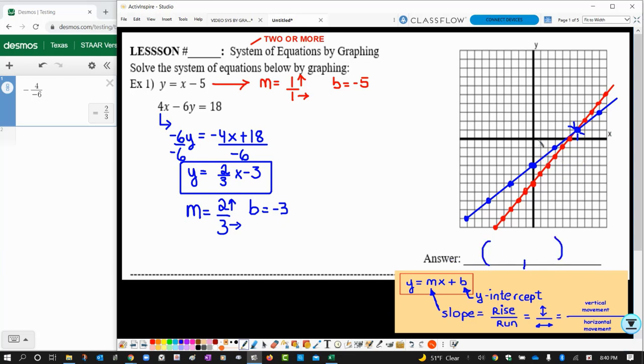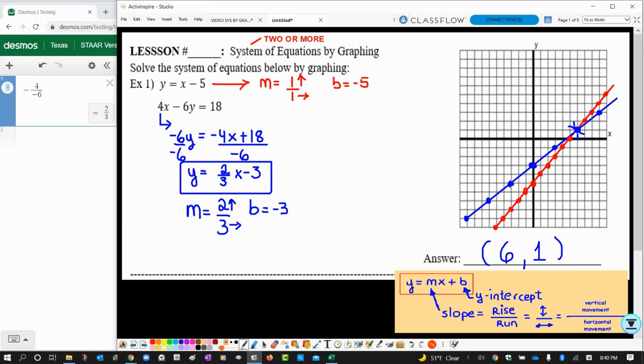So what is that point? Let's see. 1, 2, 3, 4, 5, 6. And then we'll go up 1 to get to that point. So the answer to this system of equations is where the two lines cross, and that point is (6, 1).